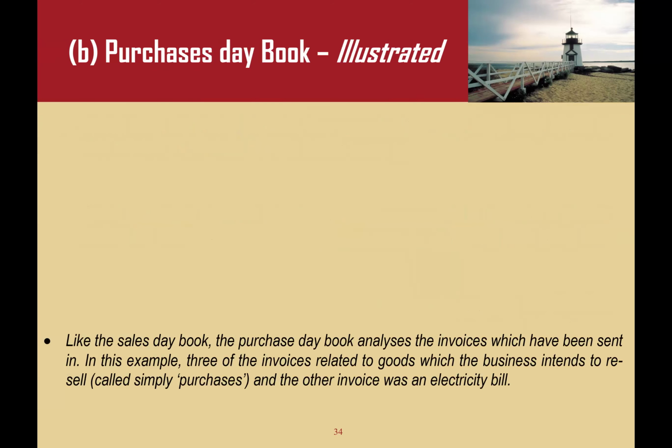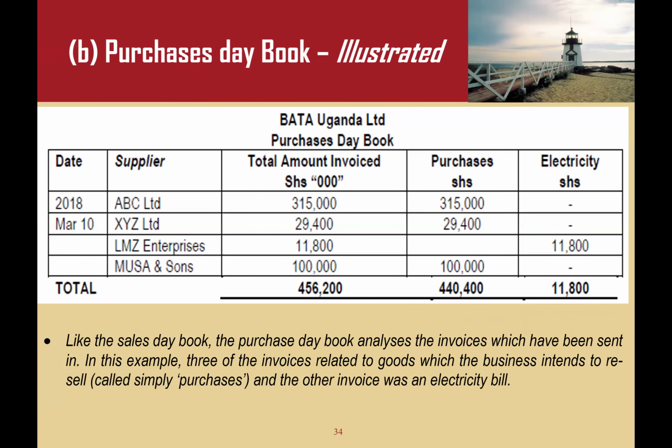So on the screen, we have the format of the purchases day book, showing the name of the company, the name of the book, the date of the transaction, the supplier name, the total amount invoiced, and the split of the total amount invoiced.